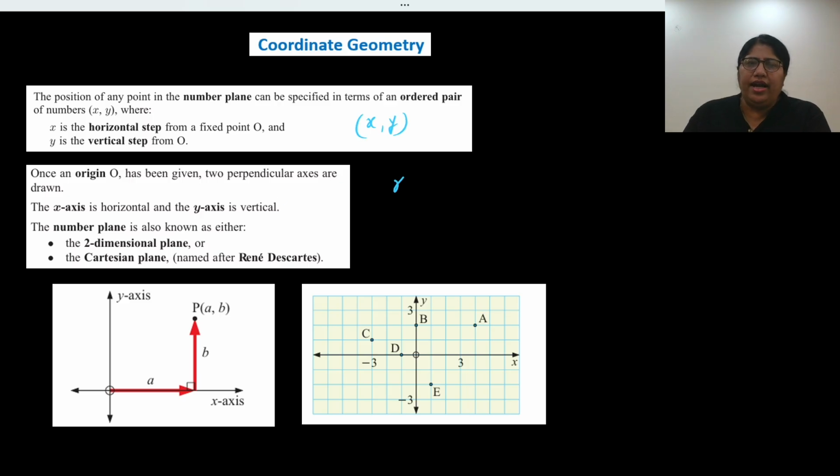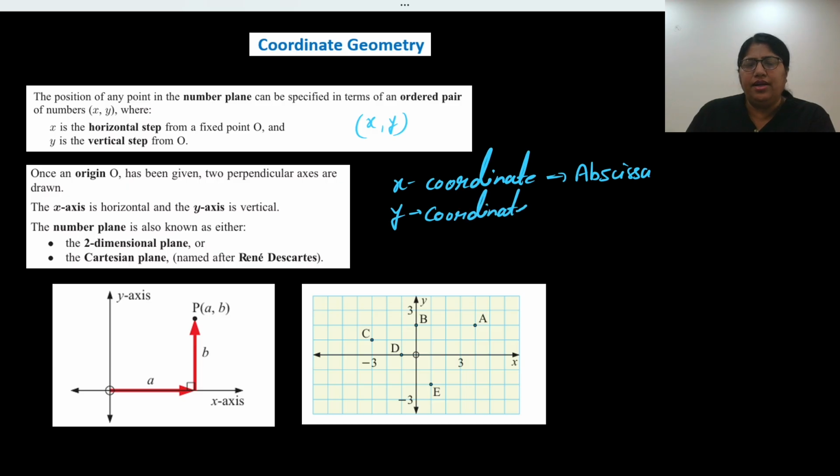And what is the other name of the x coordinate? The x coordinate is called the abscissa. And the y coordinate, what is the other name we can use here? That's called the ordinate. That is the mathematical term used in higher classes.